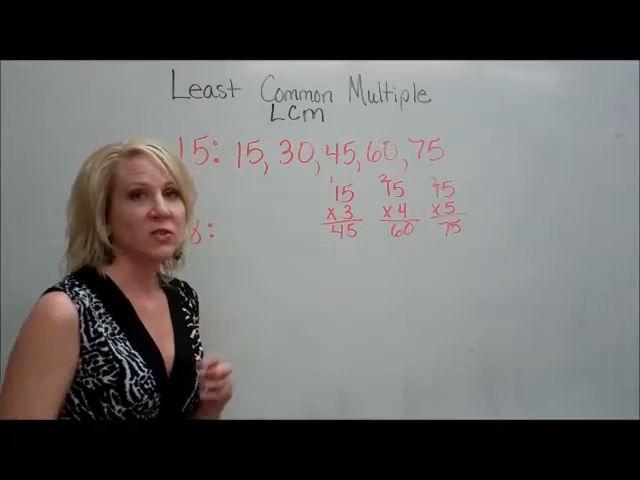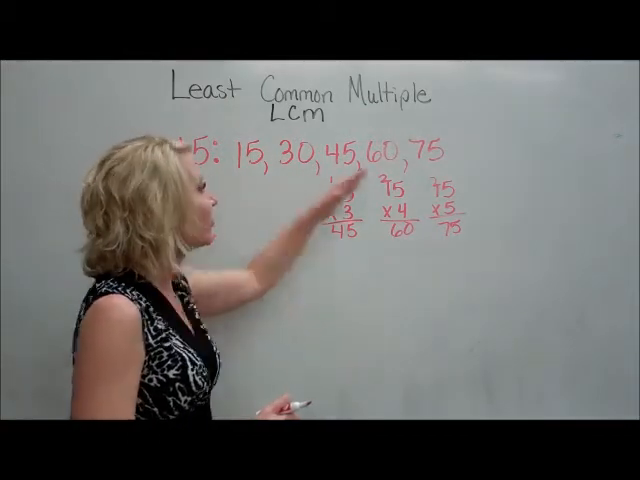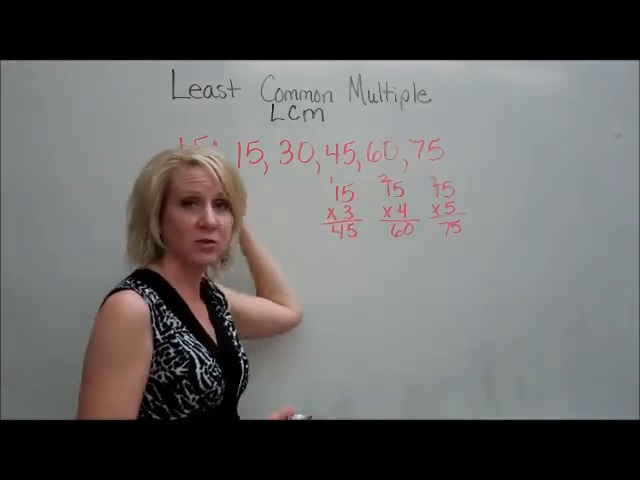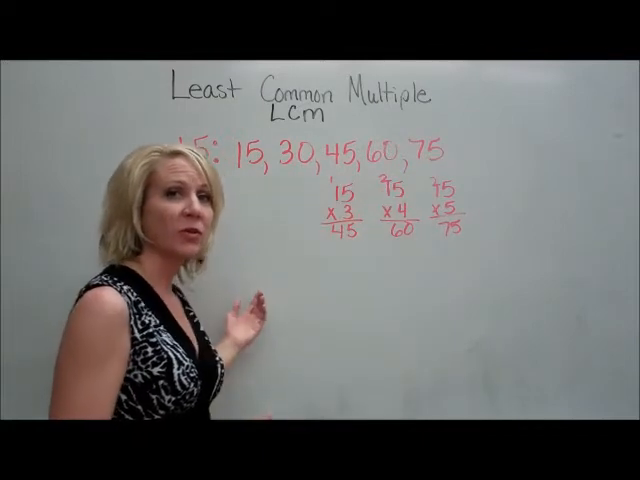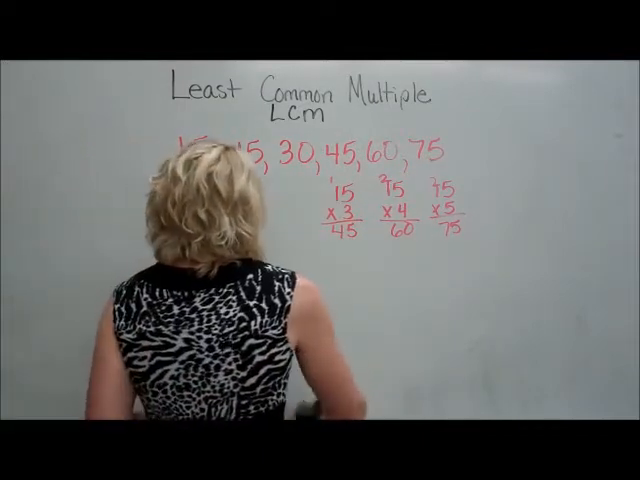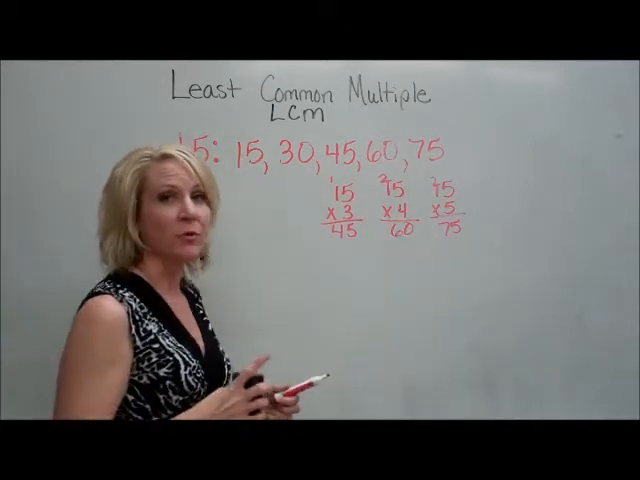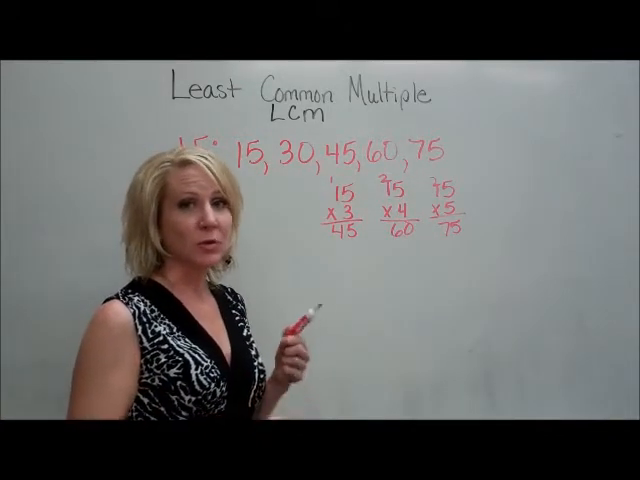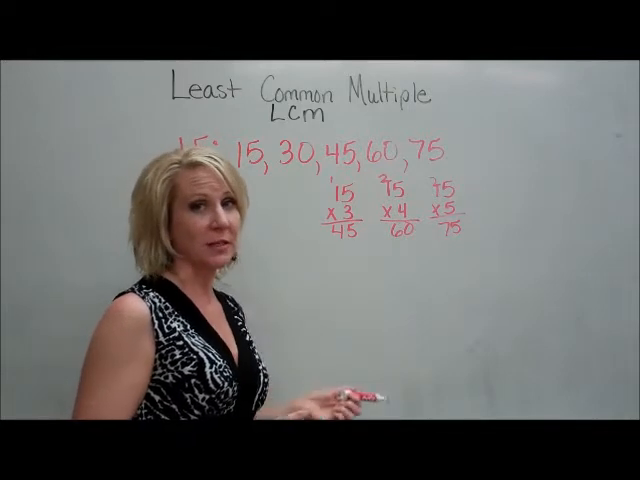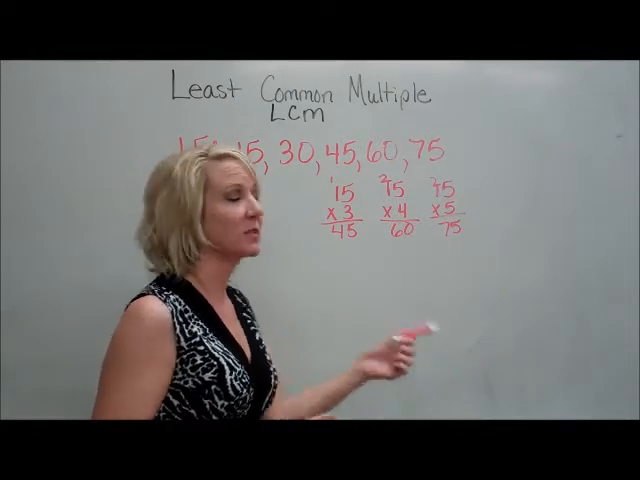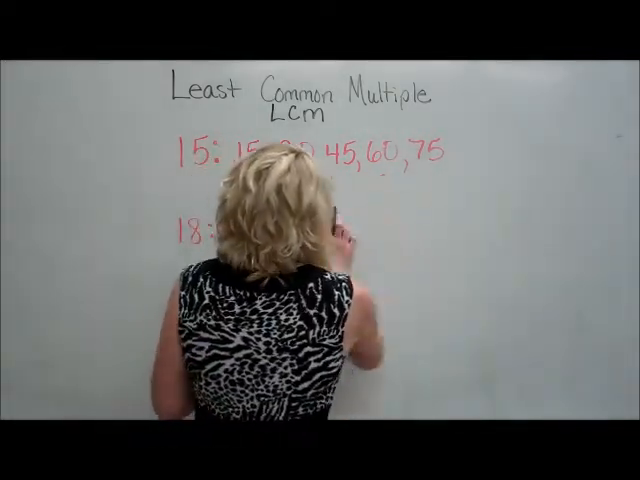What I generally tell the students in class is to go ahead and do 1 through 5, put the products down because those are the multiples, and then start with your next number. So we've gone through 15 with the multiples of 15. Remember, the multiples are simply the answer to the multiplication problem. 15 times 1, 15 times 2, 15 times 3, and on and on.